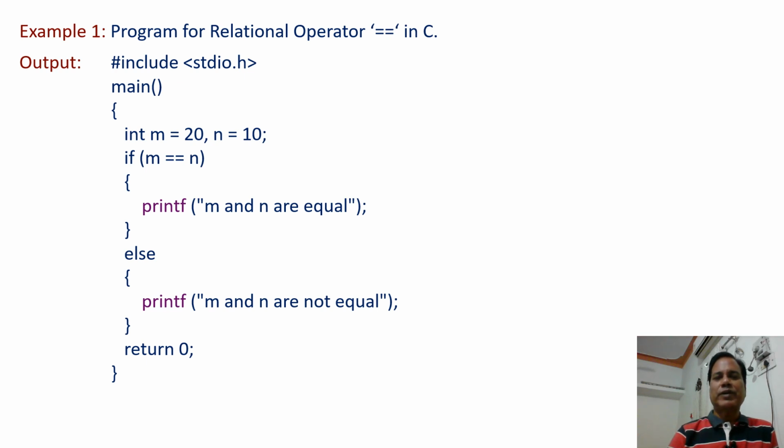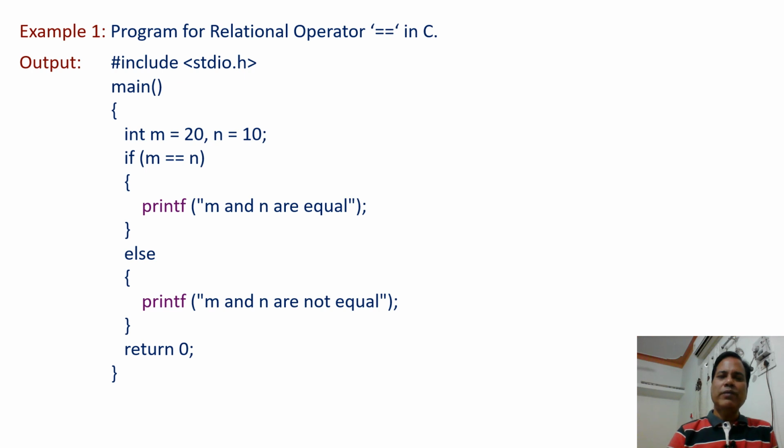The body of the function always starts with the declaration of the variables. So int m equal to 20, comma, n equal to 10. Using this statement, we declare the two integer variables m and n. Simultaneously, we assign their values.